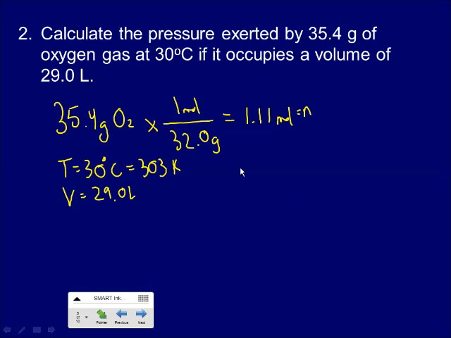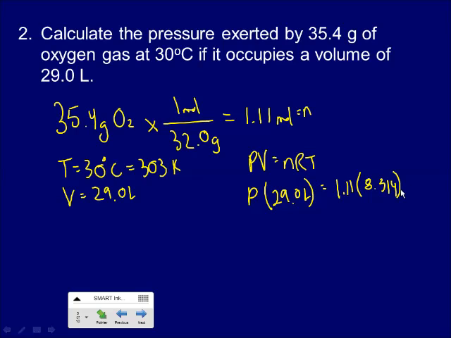So now we're ready to fill it in. Looking for pressure, volume, 29.0, n, 1.11, 8.314, and 303. Again, like I said, I've become a fan of dividing off those numbers on the side we want to get rid of, or multiplying. Divide it off on this side.